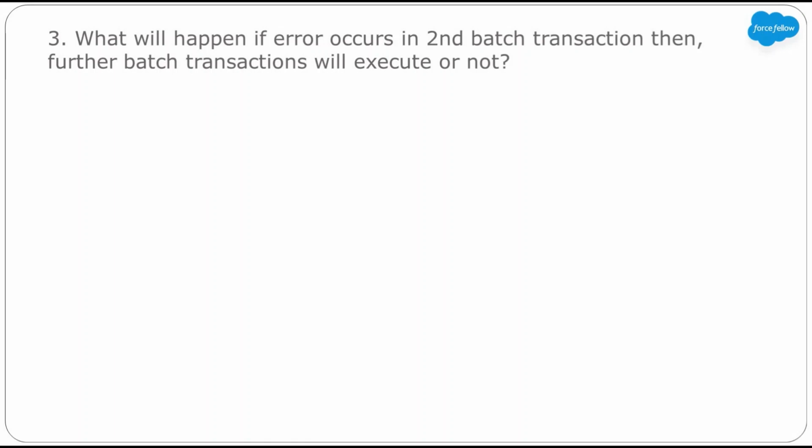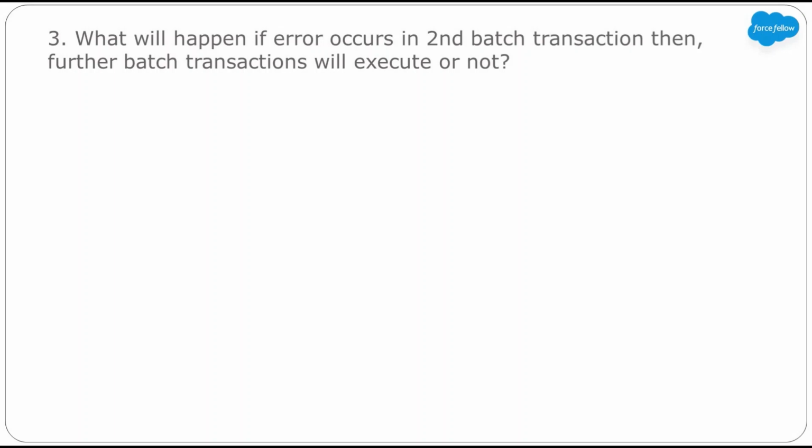Then further batch transactions will execute or not. So let's understand this question more. Let's suppose you have a batch class working with 1000 records and batch size is default 200. So 5 batches will execute there. Now let's say we got error division by 0 in second transaction. So the question is, will further batch transactions execute or not?